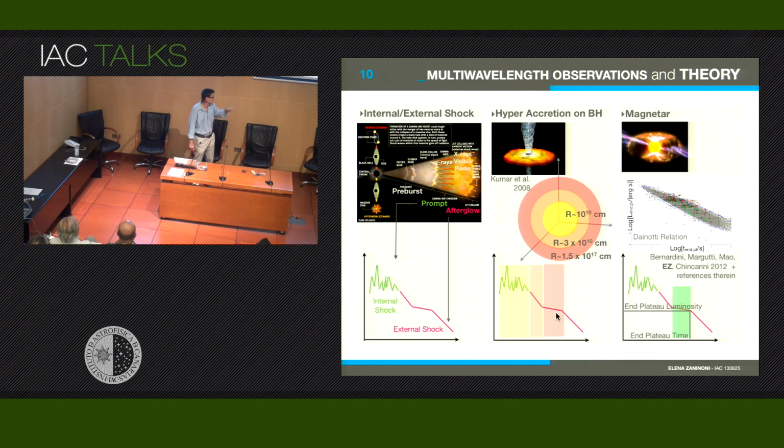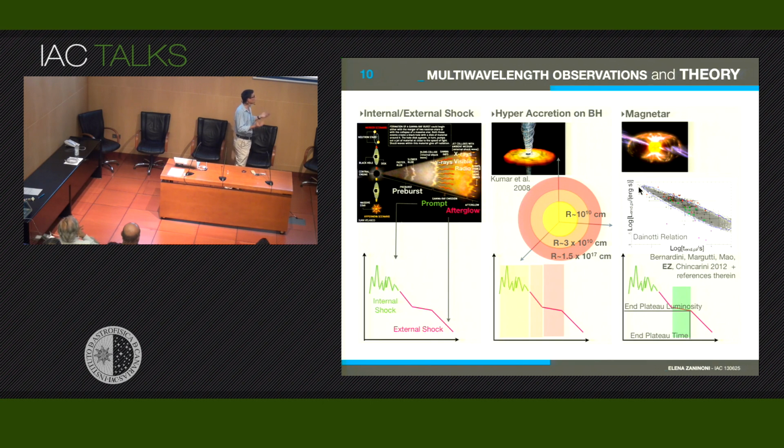And finally, sometimes we know that the progenitor could be a magnetar, that is a fast rotating, highly magnetized neutron star, and this model in particular can reproduce very well a relation found by Zaninoni. That is a relation between the luminosity of the end of the plateau in the X-ray light curve and the end plateau time. In fact, we made some simulations to show that this model can explain very well this correlation.